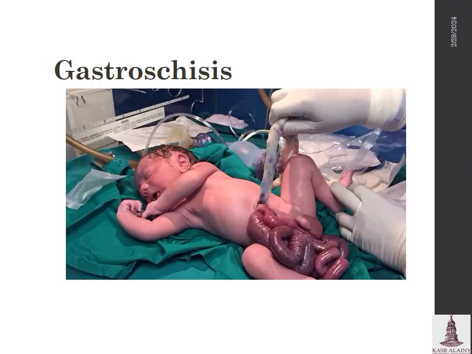This is a photo for gastroschisis. As you see, the intestine is protruding to the right side of the umbilical cord. It's eviscerated. It's not covered by a sac, and this needs immediate surgical intervention. And we never try to clean the intestine or do anything in it. This is a completely surgical emergency.